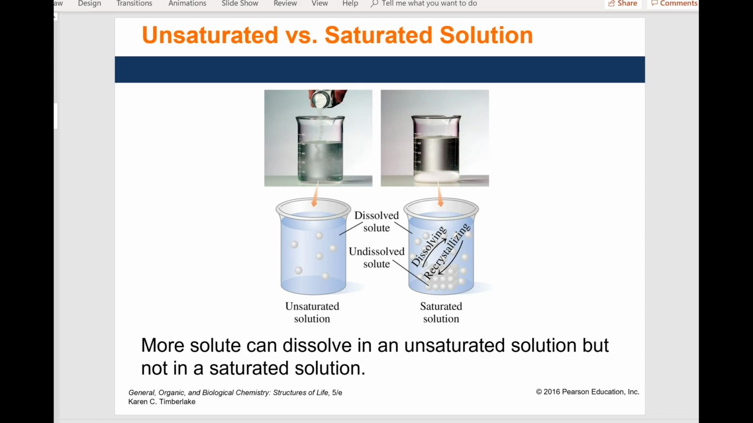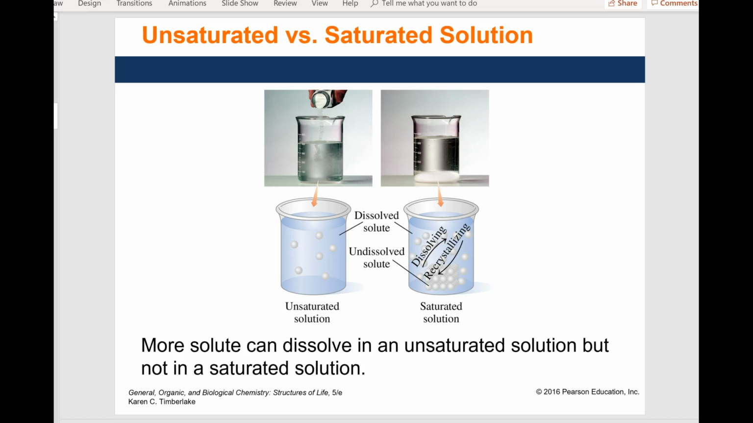So I mentioned that it's way easier to get all of your sugar to dissolve in hot water than it is cold water. How many of you have made rock candy? What? You guys have been deprived. All right, I'm going to figure out a way for us to be able to get some rock candy going.